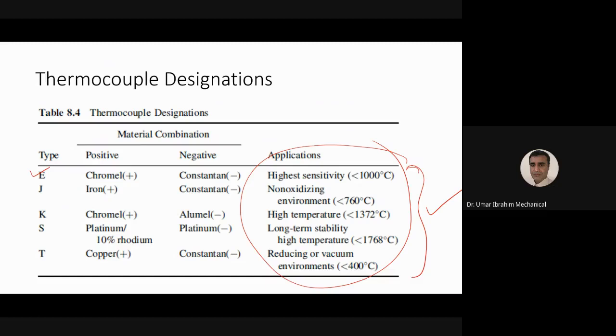So the platinum-based thermocouples are usually expensive. So S may be more expensive. It's actually more expensive than K. The typical thermocouple that you will see in the market abundantly is the K-type thermocouple. This is the most frequently used thermocouple.